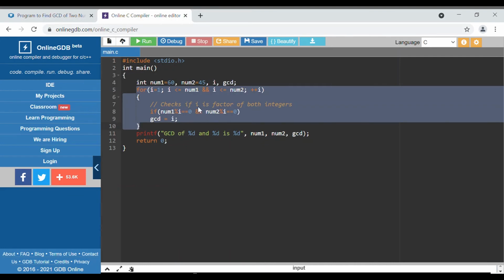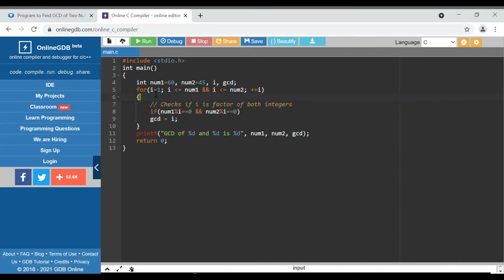This is our logic part, right? We will start iterating from 1 while i is less than or equal to num1 and i is less than or equal to num2, right? So basically it says that we will iterate till the smallest number. So for 45, we will iterate till 45, and then increment. Then we have to check if both the numbers are divisible by the loop variable i or not. If both are divisible, that means variable i divides both the numbers, so it is one of the factors of these two numbers, right? So we have to find the greatest.